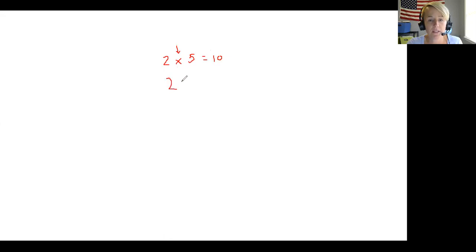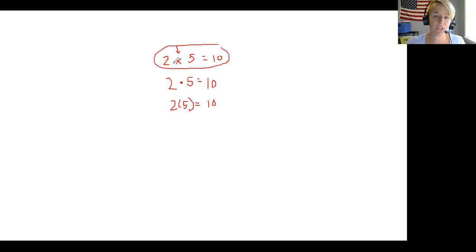Instead, we're going to do some things like this raised dot. This would stand for multiplication, and we're also going to incorporate parentheses. So if I said 2 and then I put 5 into parentheses, it would mean the same thing. It would still stand for multiplication. So you're not going to see the old school multiplication sign anymore. Instead, you're going to see the raised dot or the parentheses. Now, how does that impact your first couple of problems?